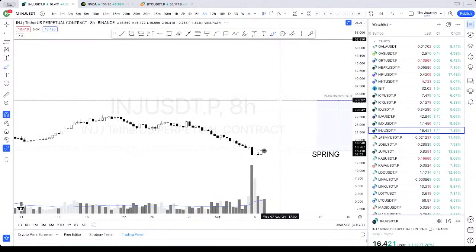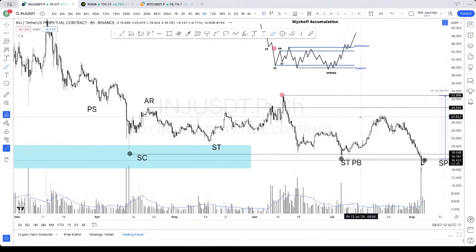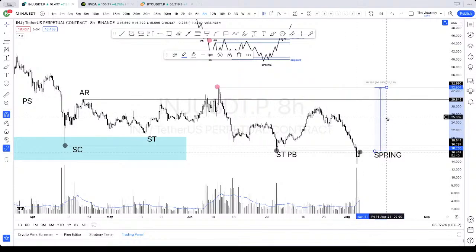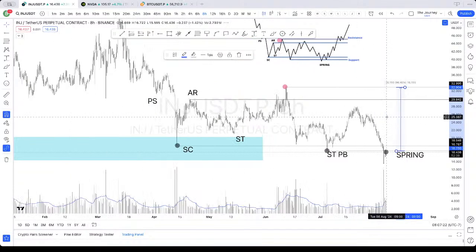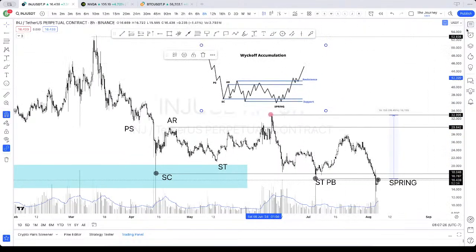INJ, I think we already peaked at this one. I'm still looking at the potential of this being the spring. Target for this would be minimum 100% movement up from where it's at. Yeah, still looking at that.